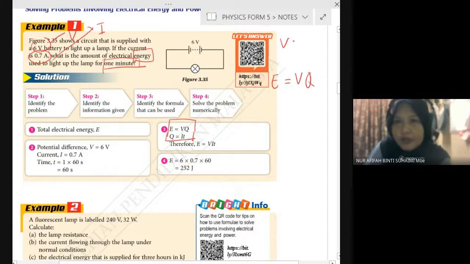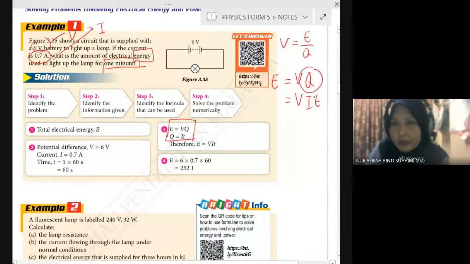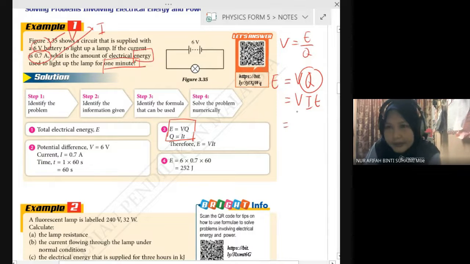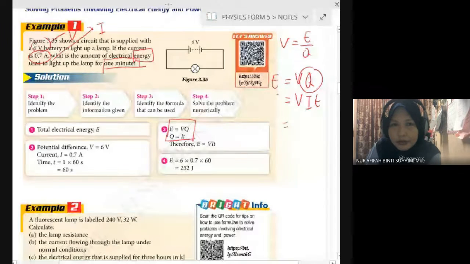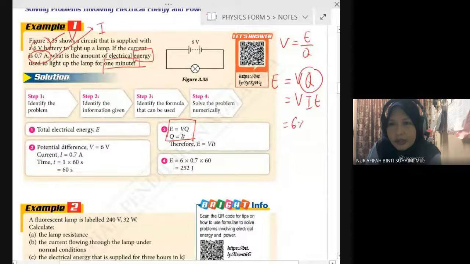From the equation V equal to E over Q, so E equal to VQ. Q tak ada. How to find Q? Q equal to IT. Recall balik yang depan-depan. So VIT. Q ni expand to IT. Q, how many charge? So barulah ada. So substitute the value 6 volt times 0.7 ampere times T. How much is T?